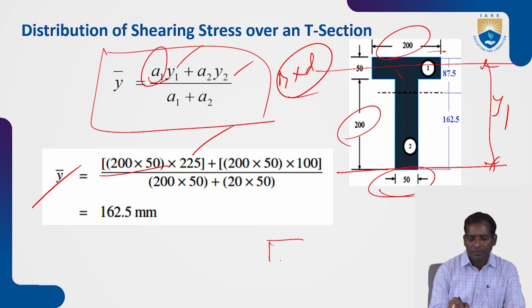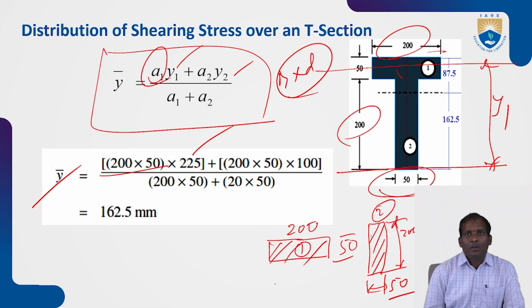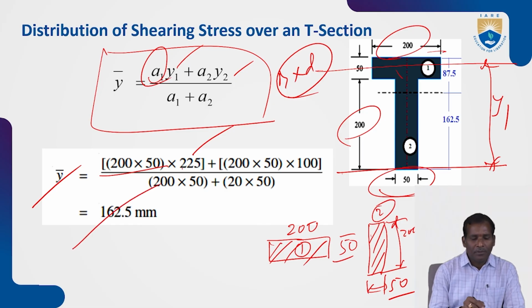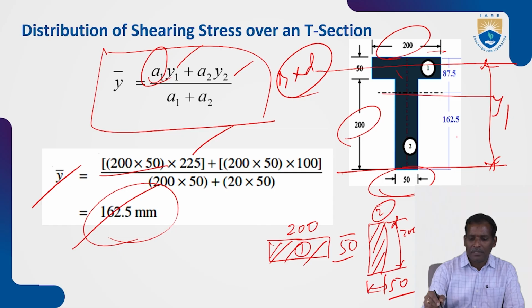So the first section is 200 and 50, and this one, 200 and 50. So this is the second section and the first section. Then the area is calculated and substituted in this, and we will get 162.5. So that is what was already given in this section, 162.5.